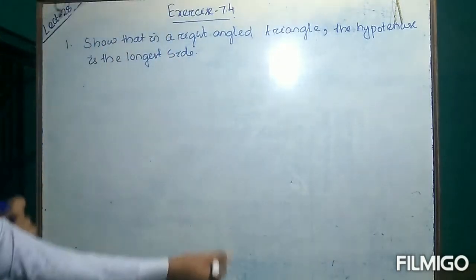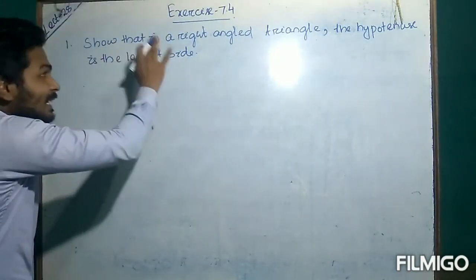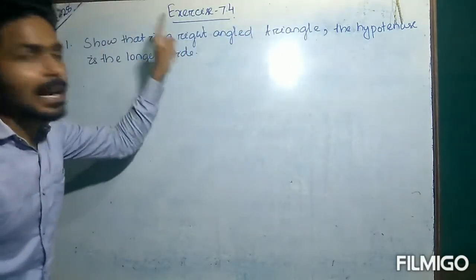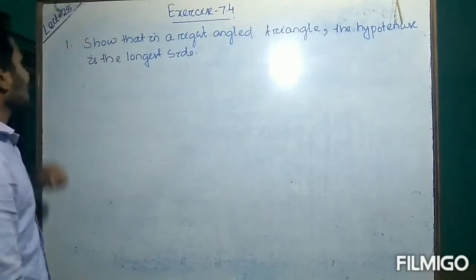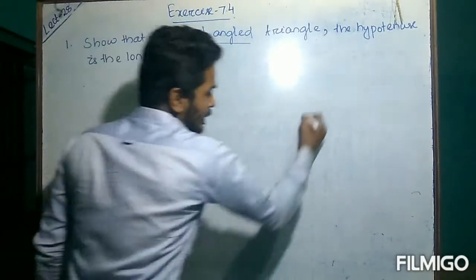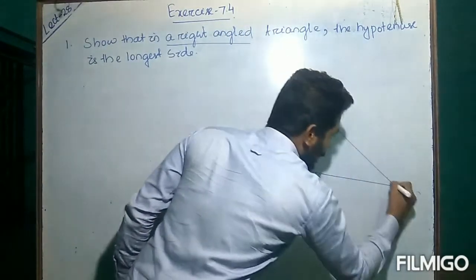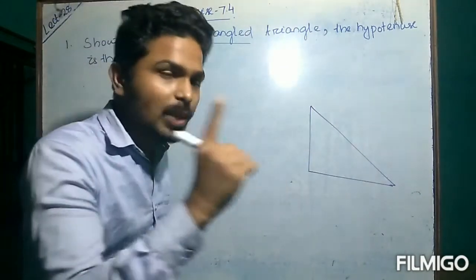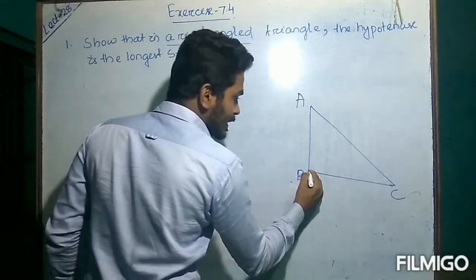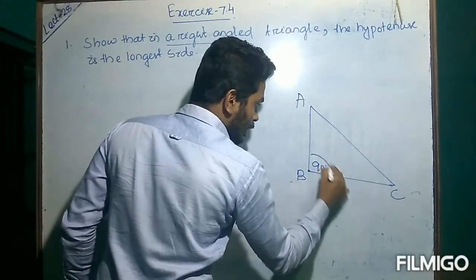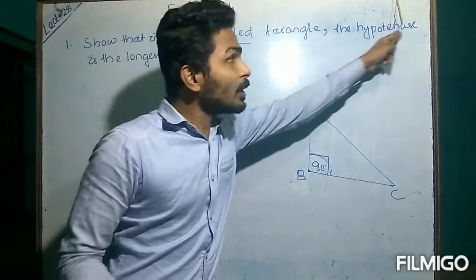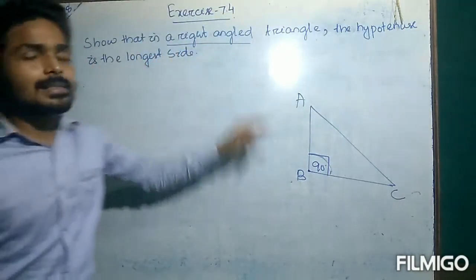So here is the first question, which says that in a right angled triangle the hypotenuse is the longest side. So what does it mean? You have to prove that in a right angled triangle. Let's say this is a right angle triangle. A right angle triangle means a triangle in which any one angle is 90 degree. Let's say this vertex angle is 90 degree. So in a right angle triangle, the hypotenuse is the longest side.